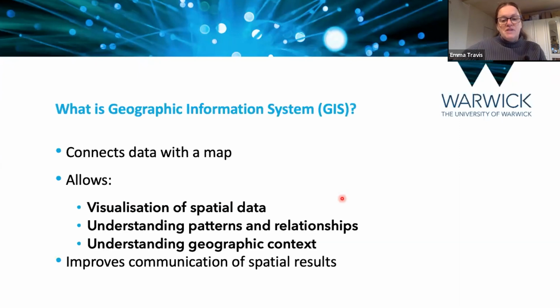So what is Geographic Information System, or GIS? It's a very powerful system which does multiple things, but essentially allows you to connect data, georeference data, with a map. So it allows visualization of spatial data, but more than that, it allows you then to go on to look at patterns and relationships between those data in spatial context. And also you can look at it over time as well, so look at either trends or different distinct time points. So it allows you to understand the geographic context of your data.